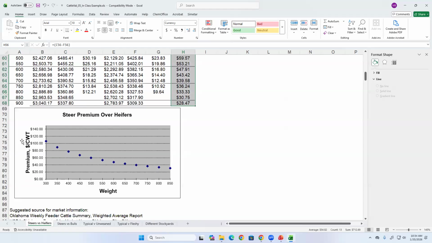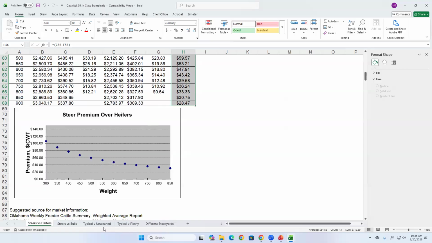Okay. So this plots that premium in dollars per hundredweight over weight. Just like you would see here in these raw numbers, as the animals get heavier, that premium for steers versus heifers goes down. Okay. That makes sense? That took 6 minutes. Should we try another one?